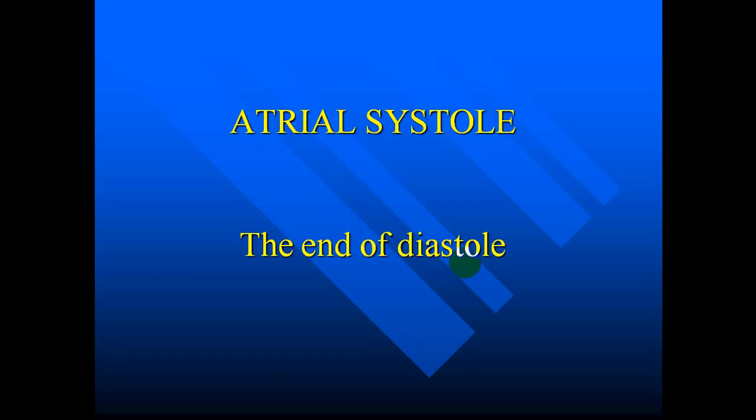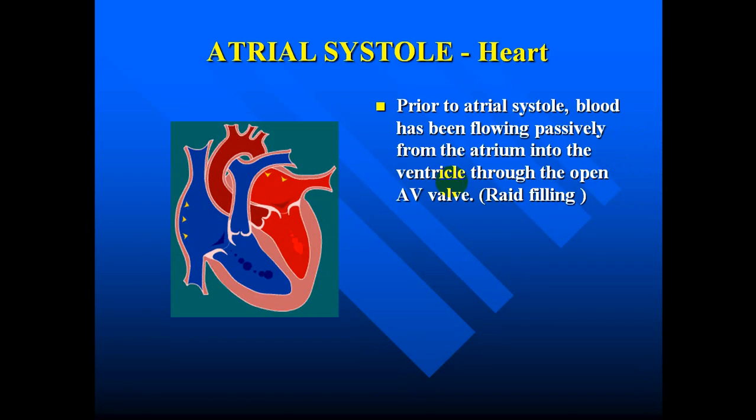As we said, the cardiac cycle has phases. To start with the atrial systole, it means the end of diastole. You remember that the beginning of diastole is the opening of the atrioventricular valve and passive filling of the ventricle, while the end is the atrial contraction, depolarization and contractions. So prior to atrial systole, blood has been flowing passively, as we said, a passive, rapid filling. But the last phase of diastole is the atrial systole.